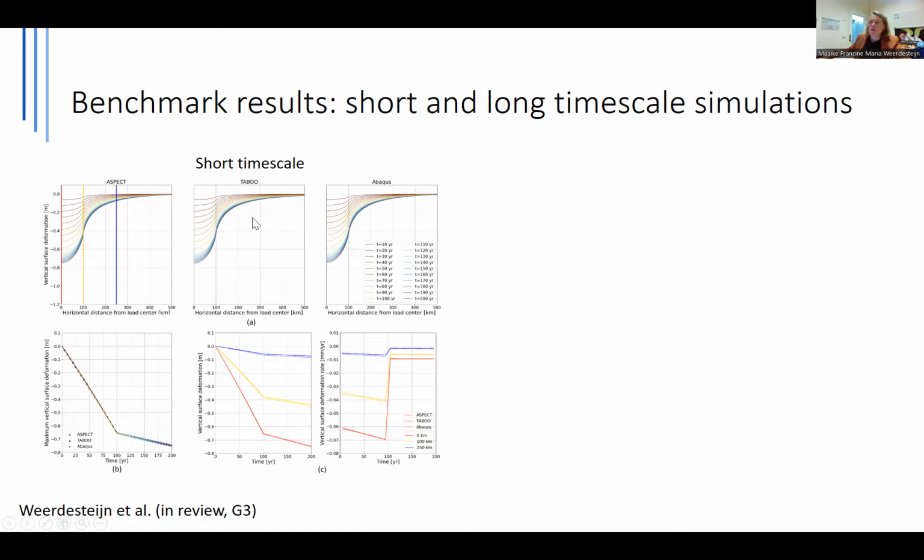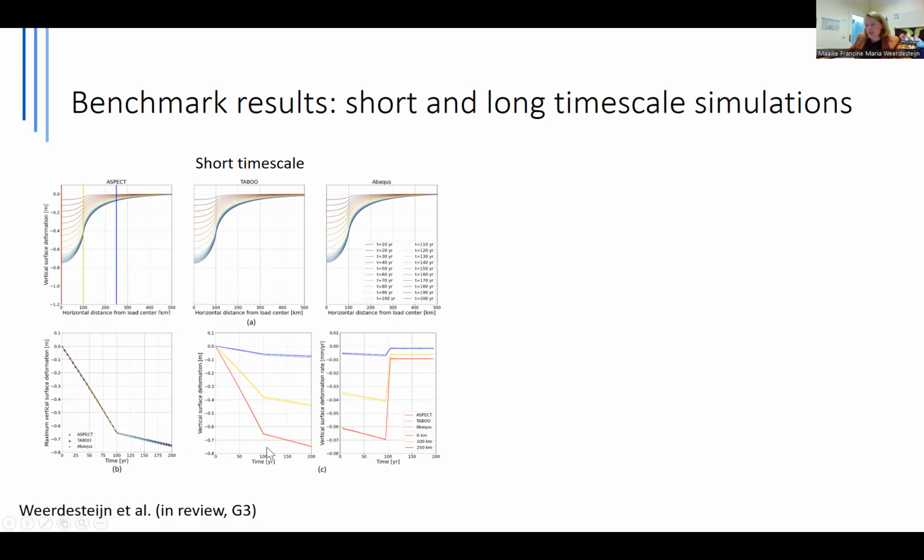And for ASPECT, TABOO, and ABAQUS, you see from a first view that they're very similar. There is more deformation taking place over the first 100 years, because that's when the ice is increasing, and then for the other 100 years, the ice is kept constant. And then in the lower left, you see the maximum vertical surface deformation as a function of time. The maximum is here underneath the load center. For the three codes, it also looks very similar.